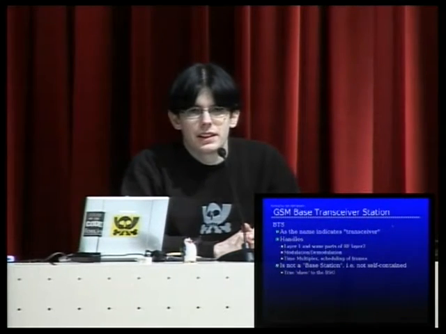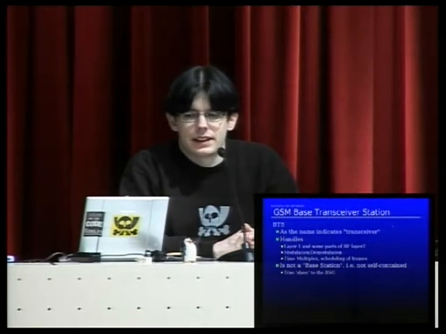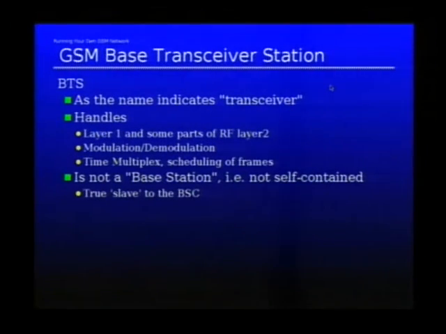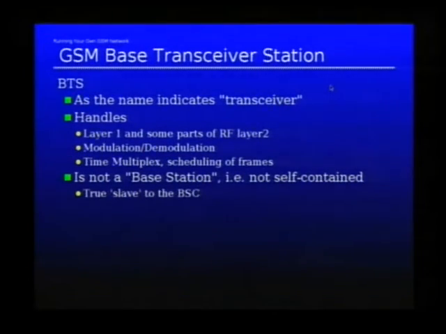So the BTS is the base transceiver station. It handles the layer 1 of the radio and parts of the layer 2 on the radio side. It handles obviously the modulation, demodulation. There's an RF power amplifier. There's VCOs and so on and so on. The time multiplex, the scheduling of frames, these kinds of things are done by the base transceiver station. But as I said, it's not a self-contained base station. It doesn't do anything by itself. The base station controller has to tell it everything.